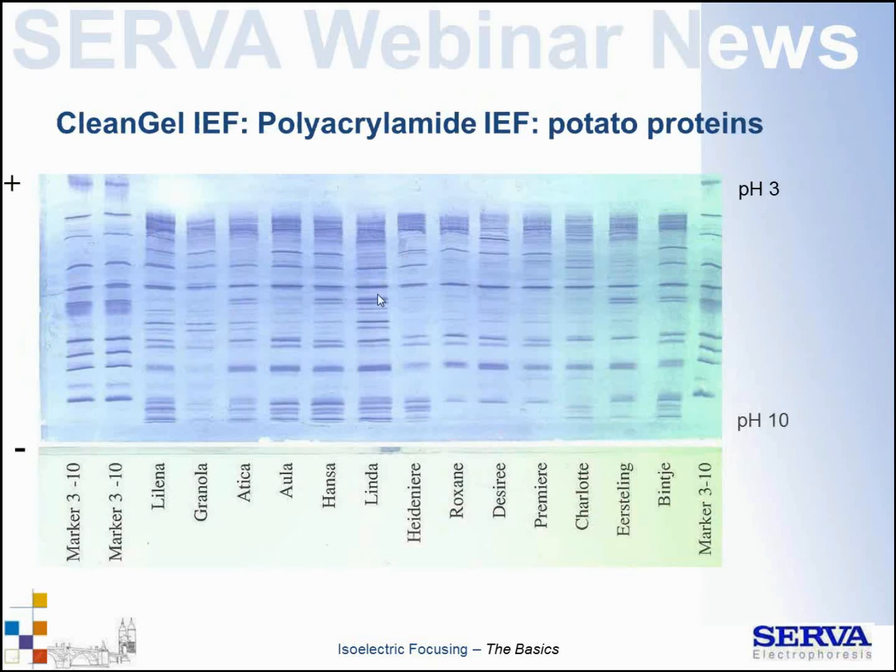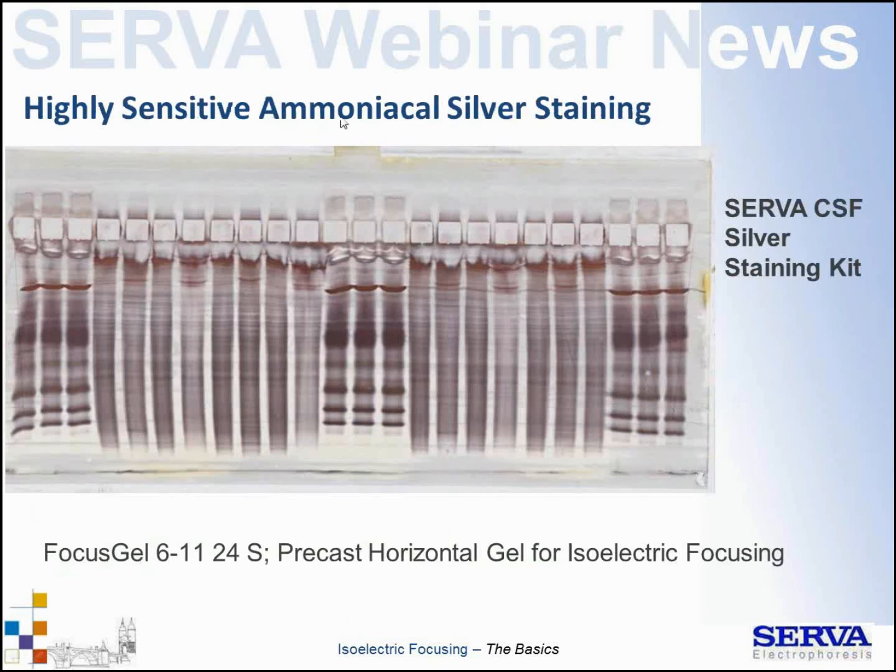Here you see a chromatin staining. Of course, you can also use chromatin staining. These are potato proteins, so these are all the potato proteins in each lane of each potato variety. And here you see a result with a very sensitive ammoniacal silver staining, which is done a lot when you need very, very sensitive detection, like when cerebrospinal fluid has to be separated next to the serum of a patient to detect specific diseases, brain diseases or multiple sclerosis, done in routine analysis.